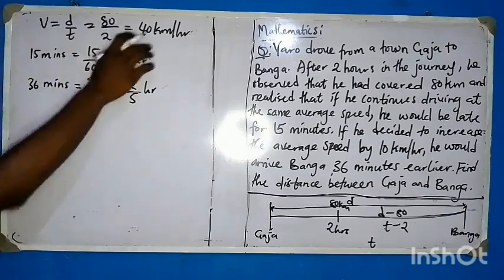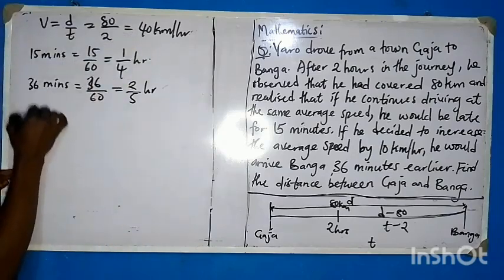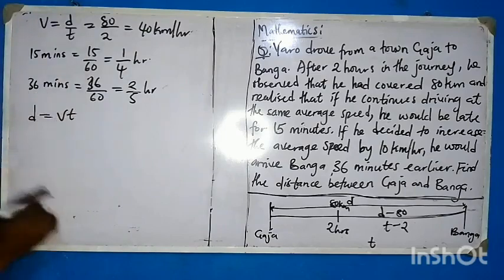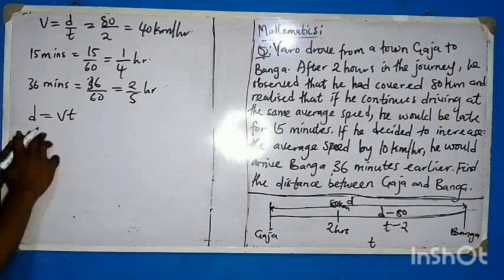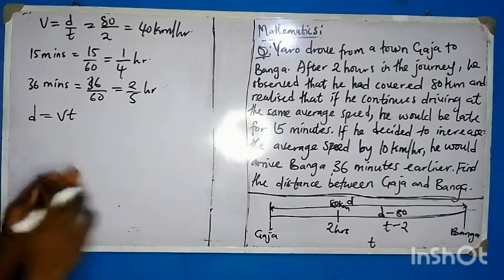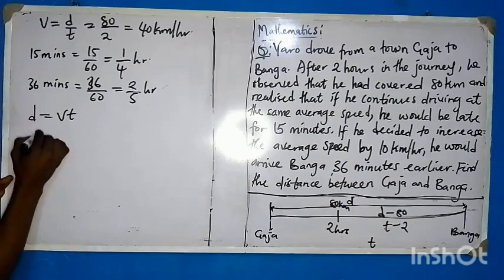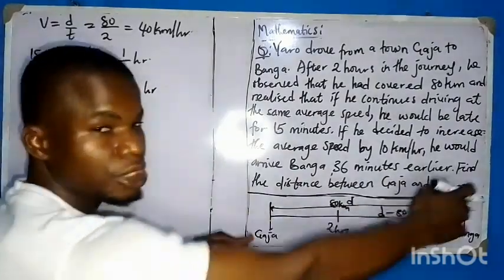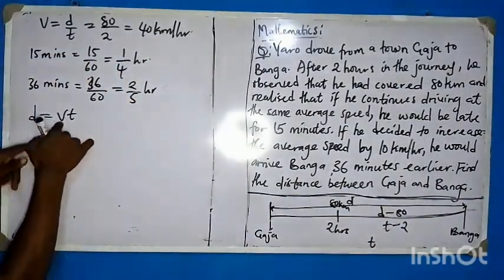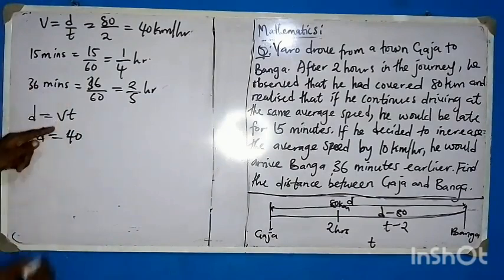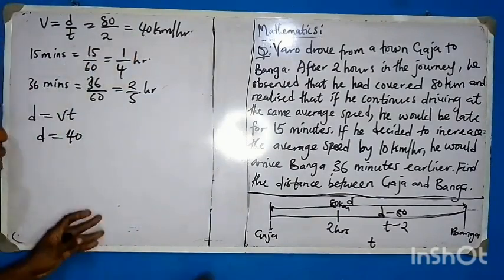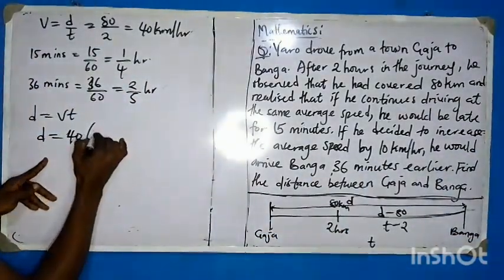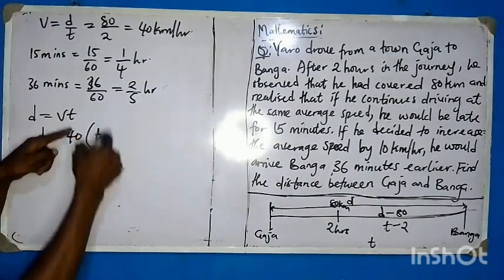Now, from V is equal to D over T, we can get that D is equal to VT. That's our main concern, the distance. That's what we want to find. From the first part of the statement, the distance D we need is with the speed he used, and remember the speed here is 40. So if he had continued with that speed, it would be times our T.